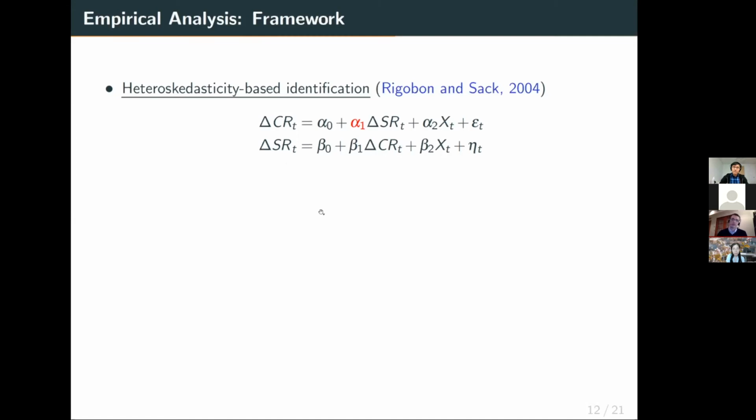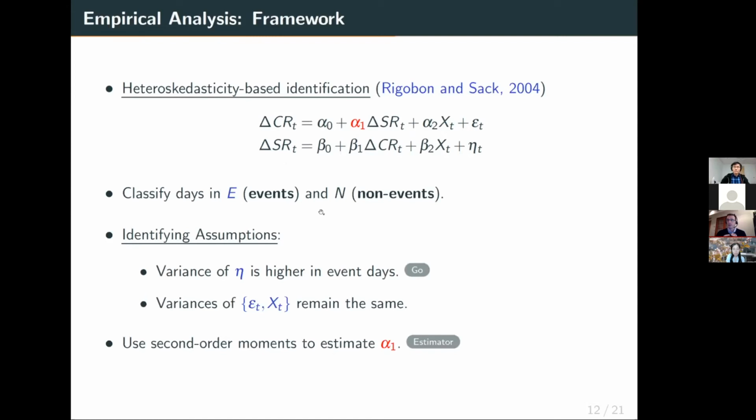So what I'm going to do is to split all the days that I have in my sample between event and non-event days based on these foreign news events. And the formal identifying assumption here is that the variance of this eta shock, meaning the shock to changes in Italian sovereign risk, is significantly higher during this news, but the variances of both shocks to Italian corporate risk and also common factors remain the same.